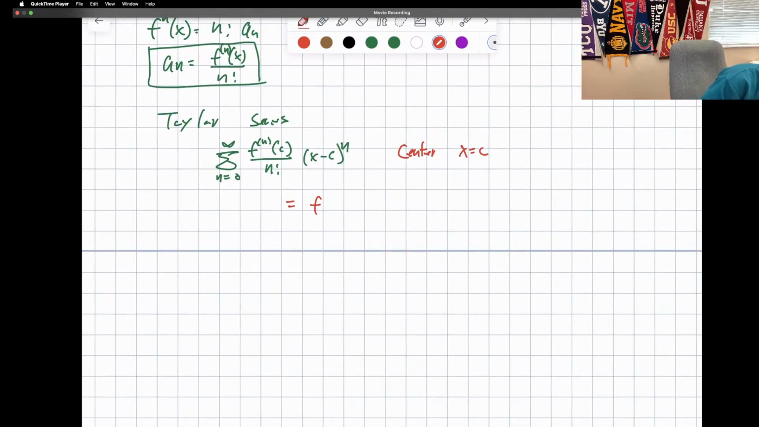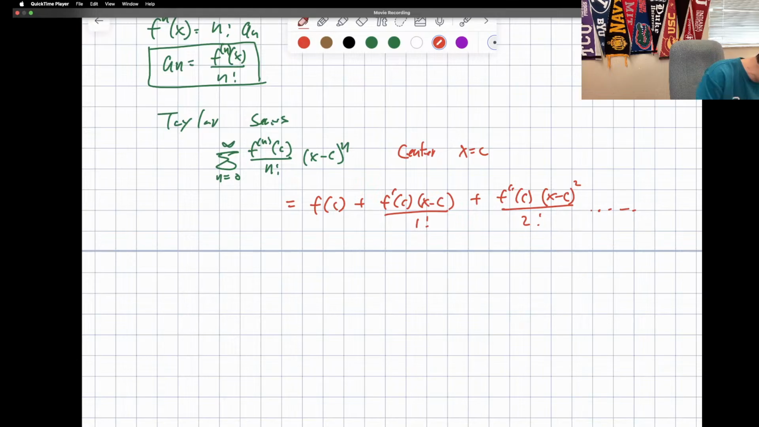Now, if you write out several terms, it will look like this: f of c plus f prime of c, because that's the first derivative, times (x minus c), plus f double prime of c times (x minus c) to the second, all over 2 factorial. This is 1 factorial. And you just keep on writing. Okay?